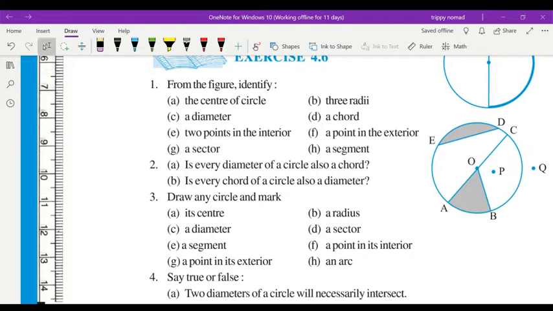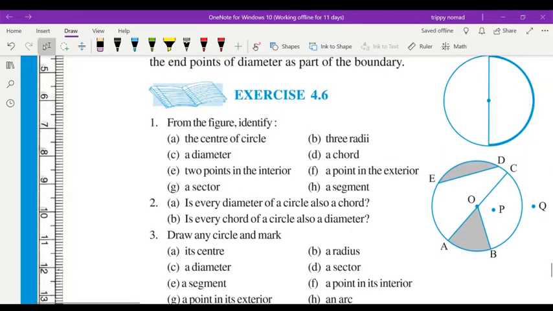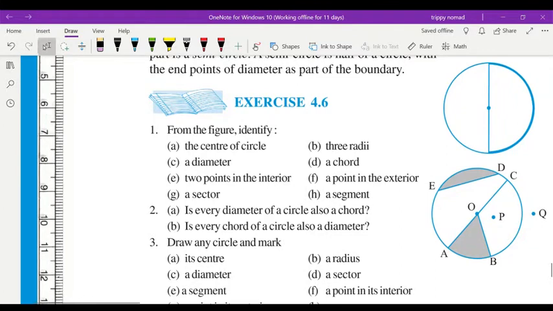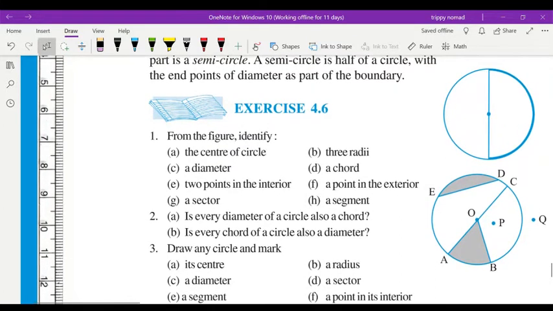Welcome back to Maths class, children. Today we are going to start exercise 4.6, the last exercise of this chapter, basic geometrical ideas. Already we have done line, segment, ray, triangle and quadrilateral, etc. But today we are going to start with circle.